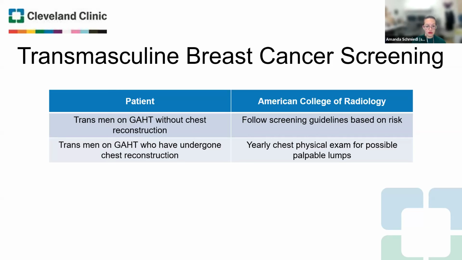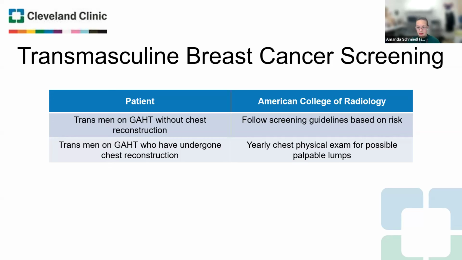But those who have undergone chest reconstruction should have yearly chest physical exams by a healthcare provider for possible palpable lumps. And these patients should be doing monthly self chest exams, with the residual breast tissue, to identify any self palpable lumps or changes to the breast tissue of yourself.